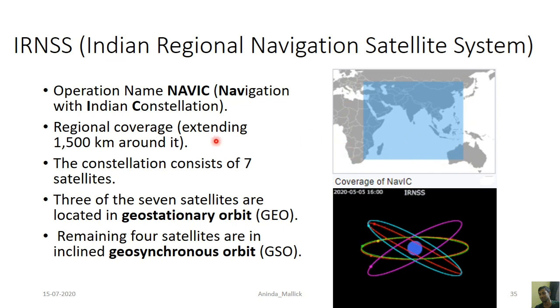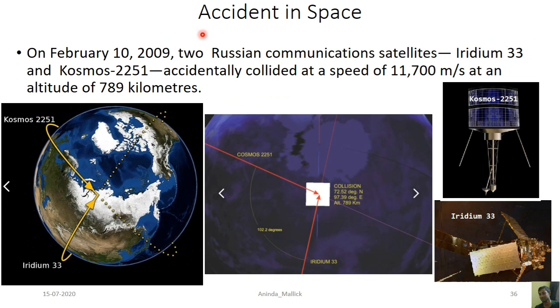It gives local coverage up to 1,500 km beyond the border of India, and it has 7 constellation satellites in the space segment. 3 of them are placed in geostationary orbit, and the remaining 4 are placed in geosynchronous orbit. Here you can see the blue, red, and pink orbits are geosynchronous orbits because they have an inclination with respect to the equatorial plane, and the green and orange orbits are geostationary orbits.